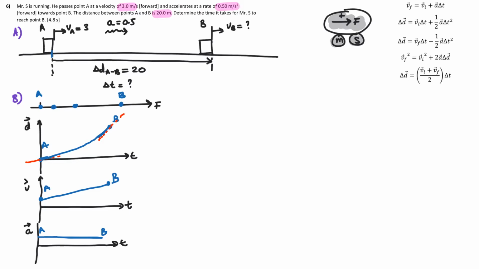Looking and making sure, just a few checks here. Velocity is in the positive region, acceleration is in positive. Positive and positive means the object is speeding up. In this case, that makes sense. The object is accelerating towards point B, so it is going to be speeding up.